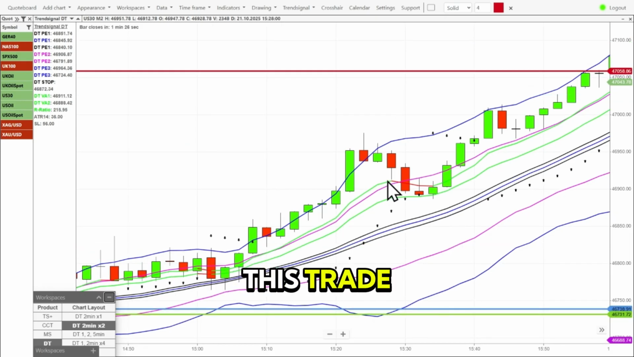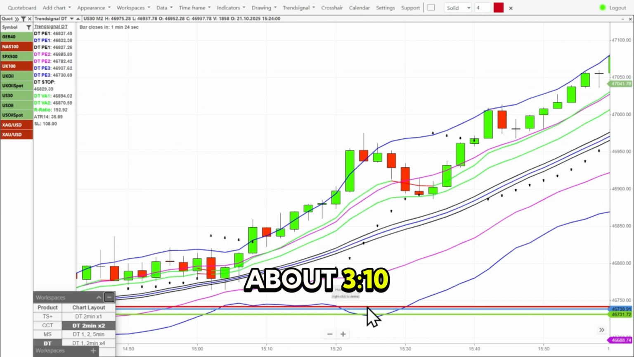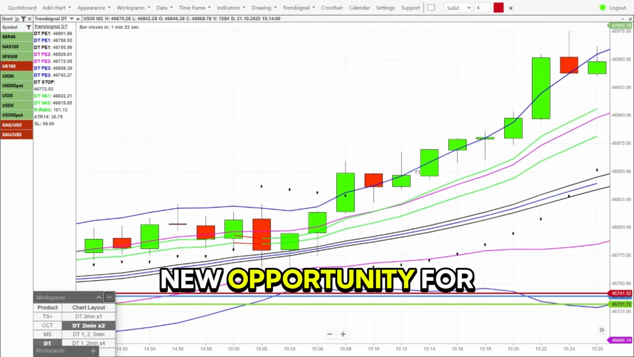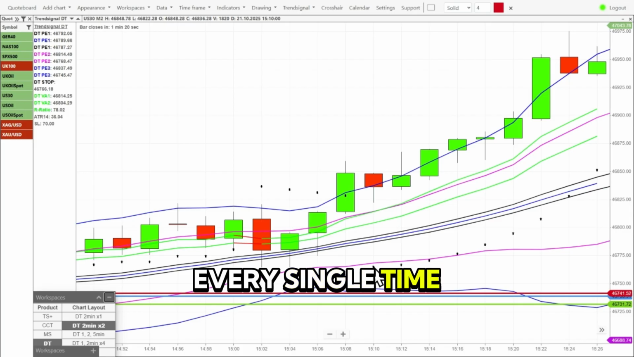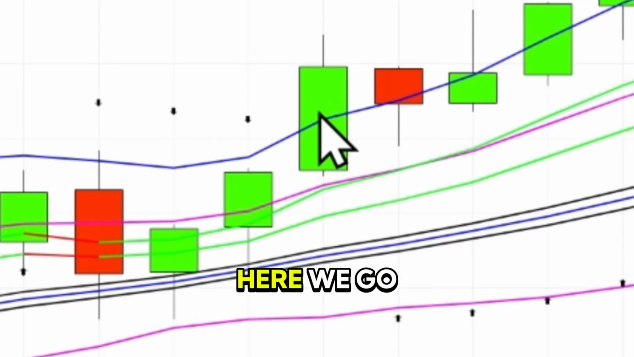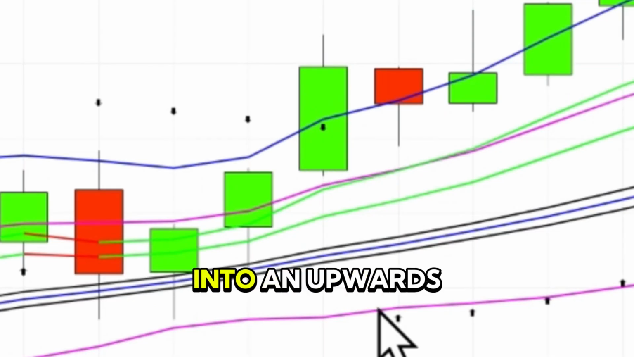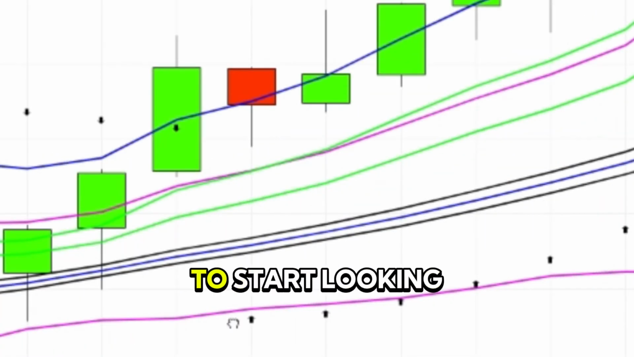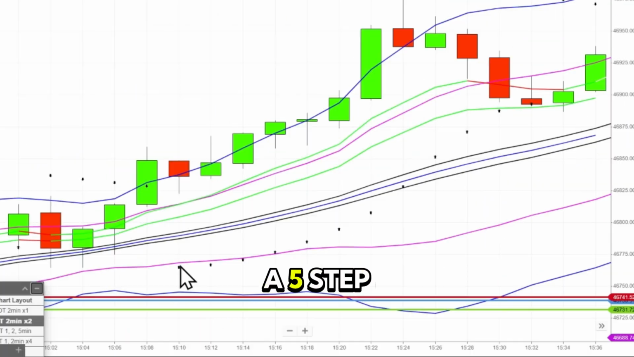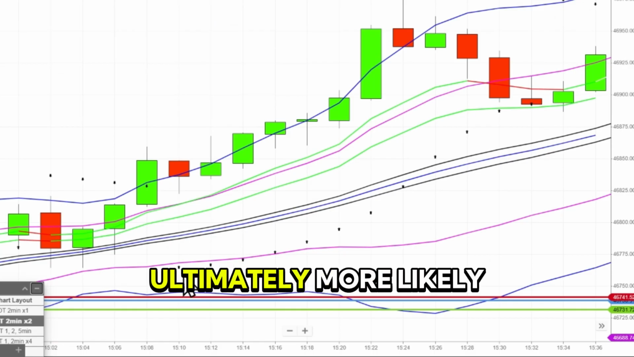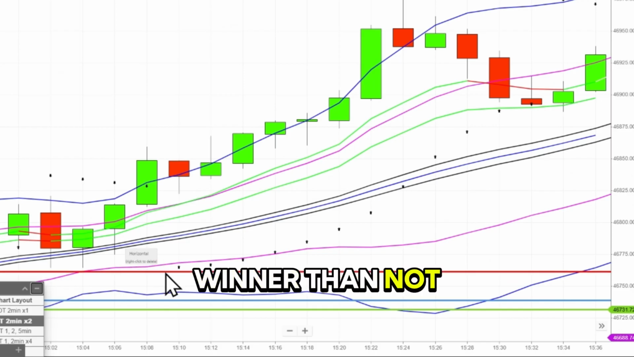So we'll start with this trade that formed around about 10 past 3. With this system, we get a new opportunity for a trade every single time that the arrow flips. So you see here, we go from a downwards arrow into an upwards pointing arrow. This tells us to start looking, and we need to look through a 5-step process to tell if this trade is in the right conditions to make it ultimately more likely to be a winner than not.